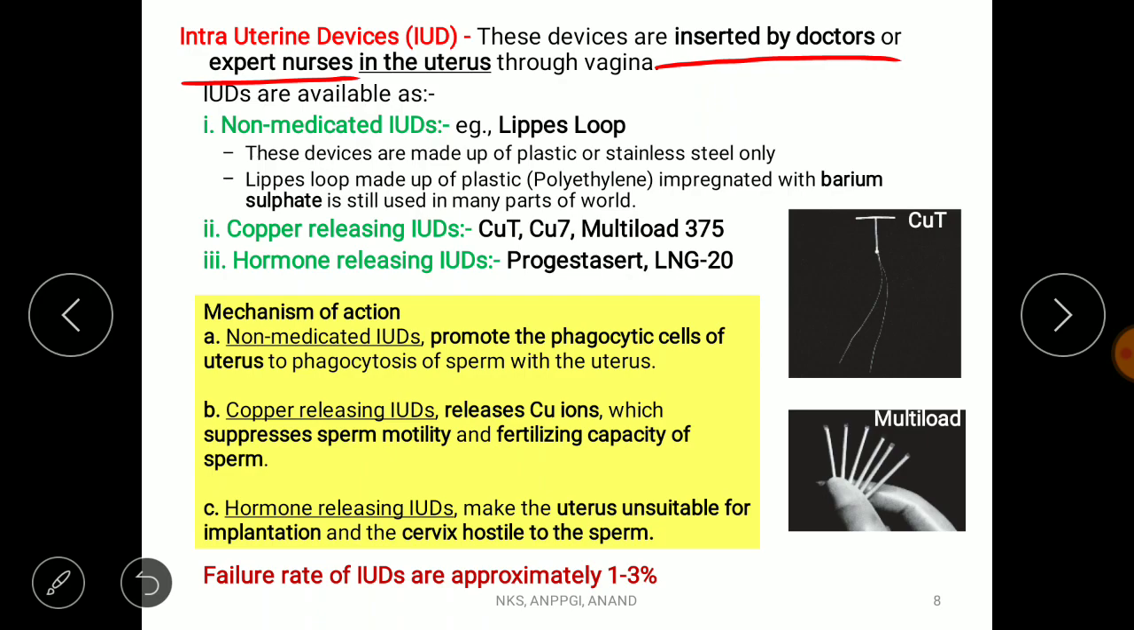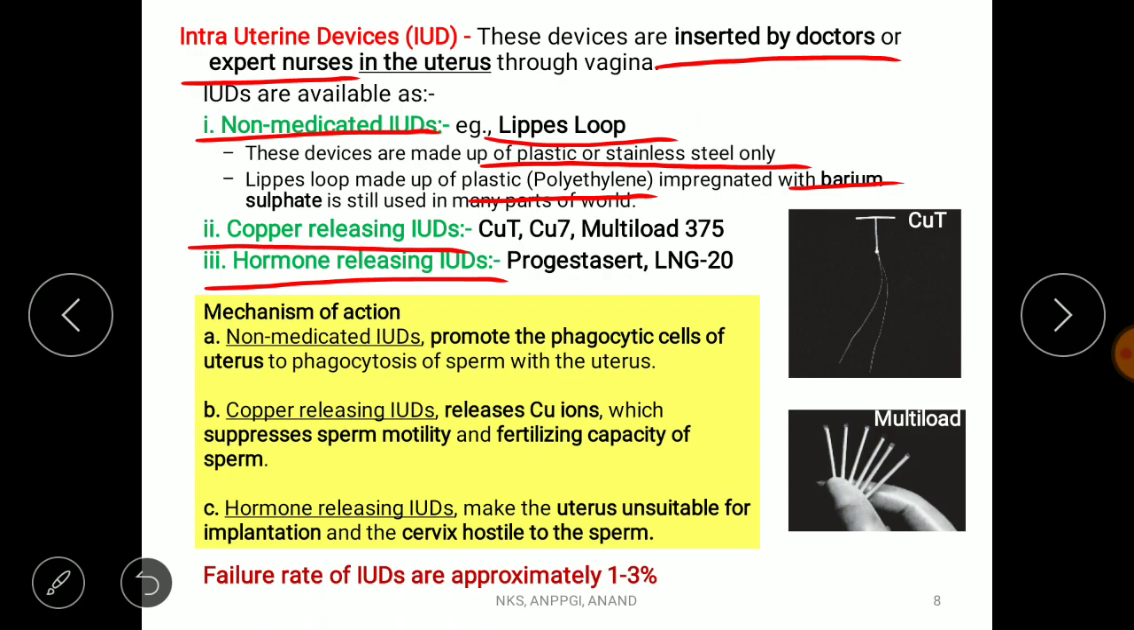IUDs are available in three different forms. Non-medicated IUDs, this includes Lippes loop. Second is the copper releasing IUDs, and third is the hormone releasing IUDs. Non-medicated IUDs are made up of plastic or stainless steel. Lippes loops are made up of plastic many times, and these plastics are impregnated with barium sulfate.